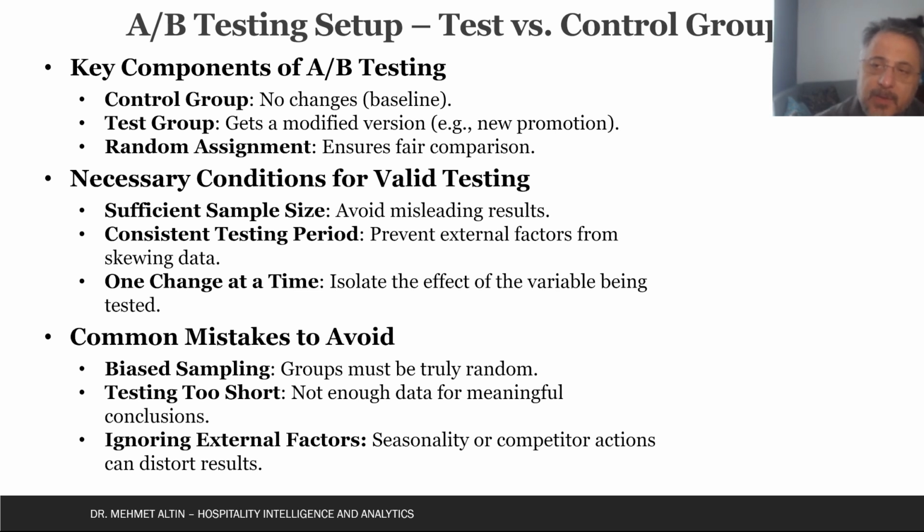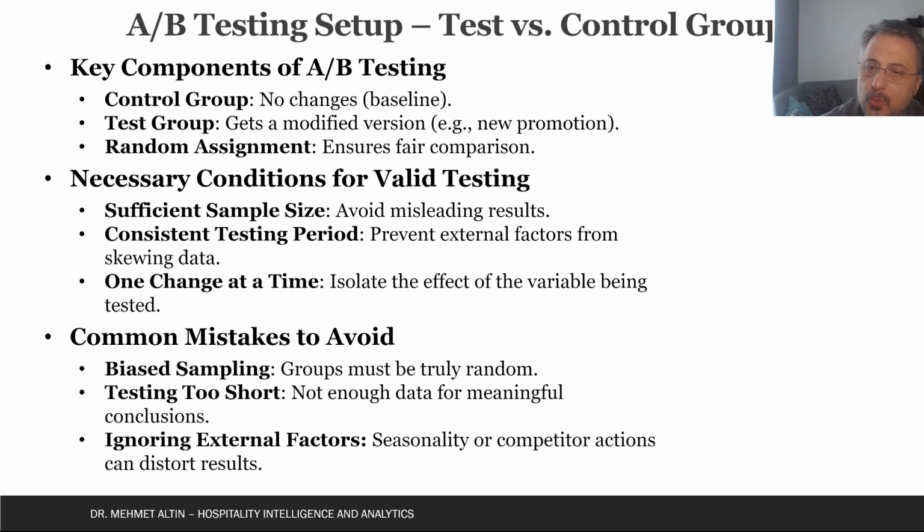Now that we understand what A/B testing is and why it is useful, let's break down how we actually set up an experiment. A/B testing isn't just about comparing two things. We need a structured approach to ensure our results are valid and actionable. First thing is the control group and test group. In any A/B test, we divide our audience into at least two groups. The control group gets no changes. It represents the baseline, a benchmark.